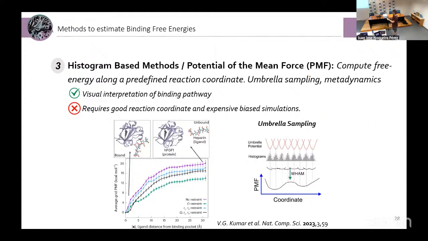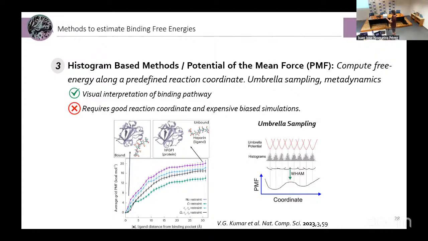What's the problem of these methods? The problem is that in order to enhance sampling, we have to define a good reaction coordinate that properly describes the event that we want to study. So for instance, if we want to study the binding of a molecule into a protein, we have to define a good coordinate that describes the binding pathway. Okay, so this is the idea.